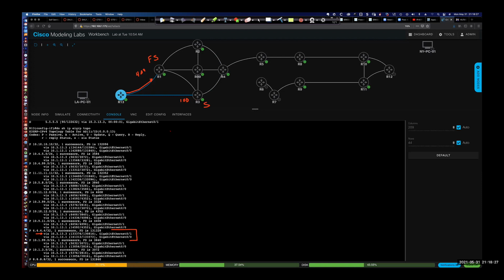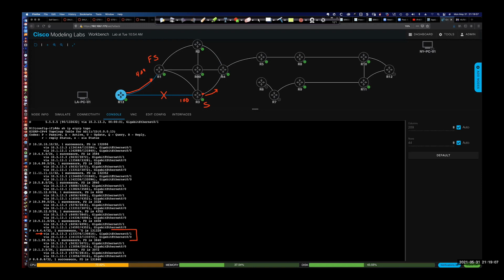Now, EIGRP says, okay, I've got my best route. Now I've got this other one over here, but is it loop free? So in other words, can I keep it as a backup so that if this link goes down for whatever reason, or maybe something happens on this interface here, is that still a good backup? Can I guarantee that it's loop free? And here's the feasibility condition. This is what the feasibility condition states, and this is where it gets a little bit crazy.